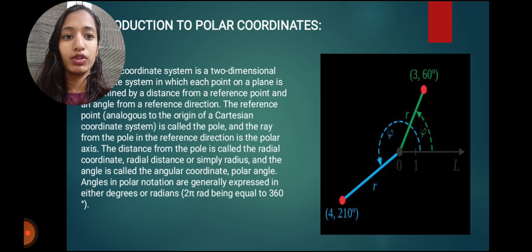The distance from the pole is called the radial coordinate, radial distance, or simply radius. The angle is called the angular coordinate or polar angle. Angles in polar notation are generally expressed in either degrees or radians.